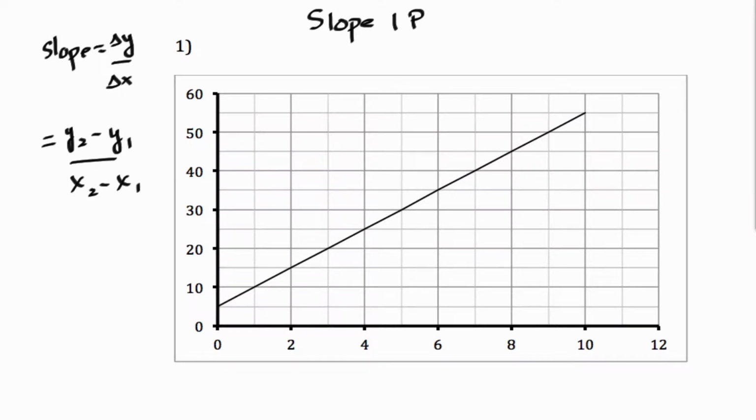Here's the first problem from the first handout, slope 1, and we're asked to find the slope of this line. Hopefully we can look at it and we can see that it has a positive slope. The line is going up, so I would expect to get a positive number. If I don't, I have done something wrong.